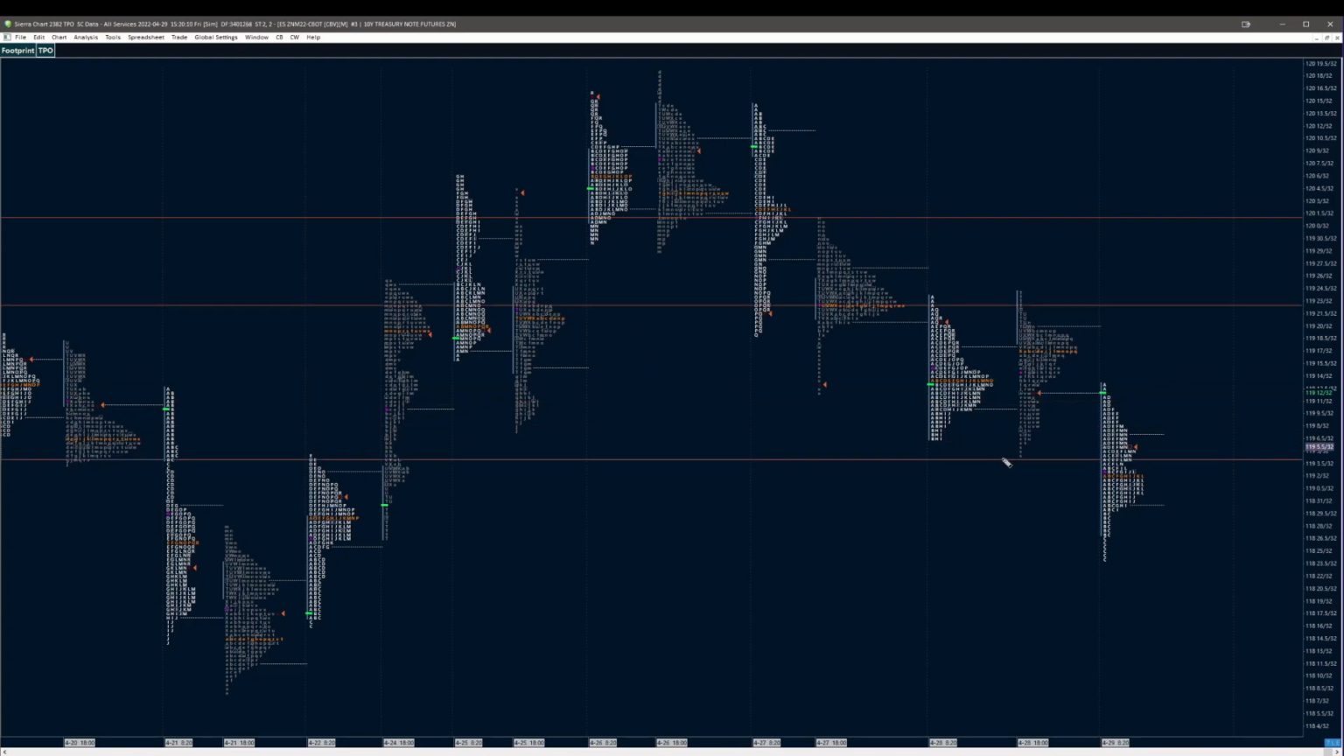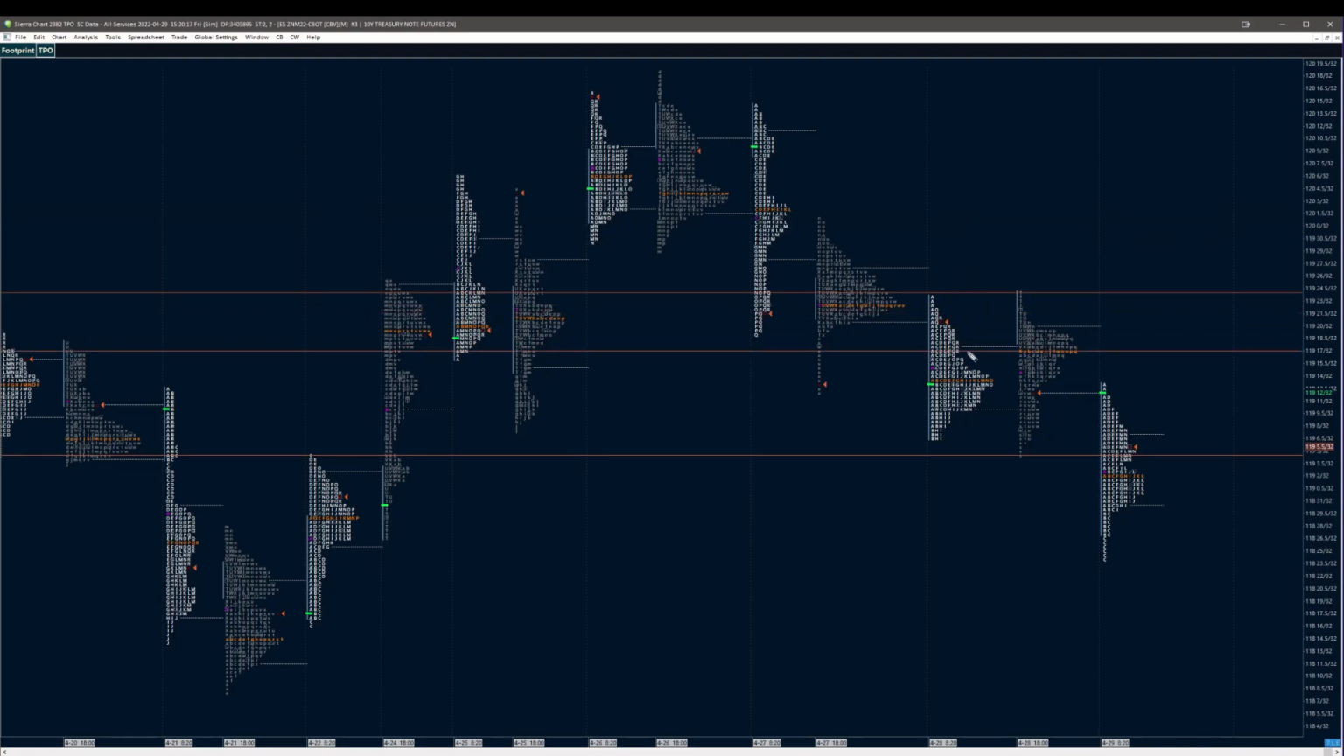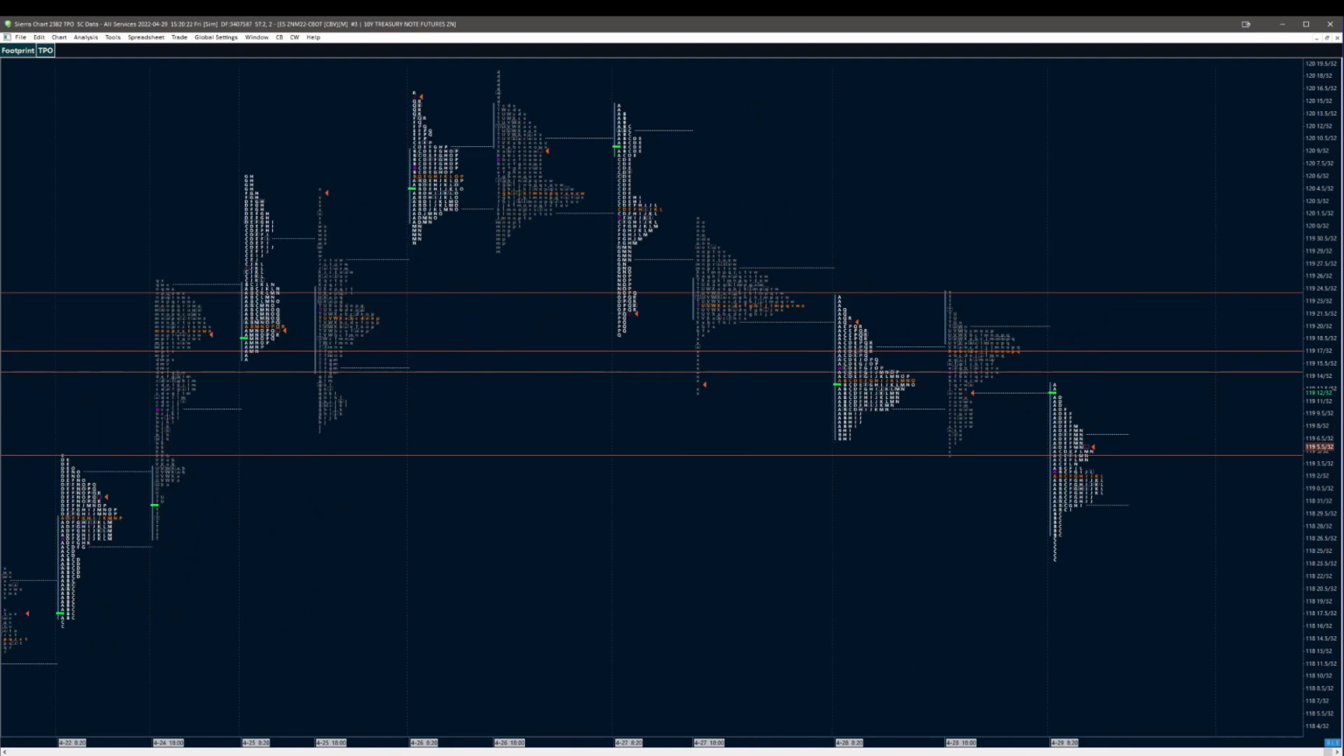Well, let's look at a different one. So this low, this high, this point of control, and the mid. Those are the 4 levels you need off of the overnight profile. Simple.